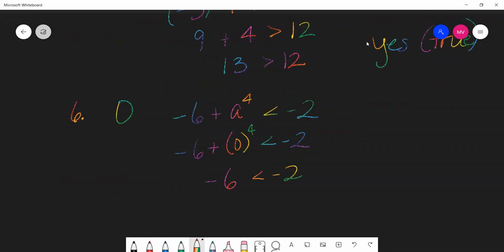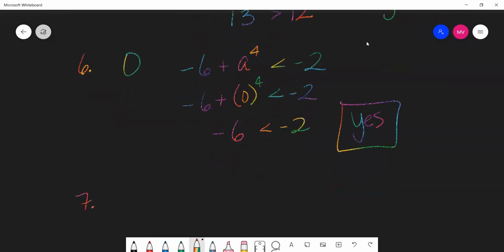Right. So is -6 less than -2? Yes. So again, this is just an example to remind you that a larger number that's negative has a smaller value than a smaller negative number. So -6 actually is smaller than -2.